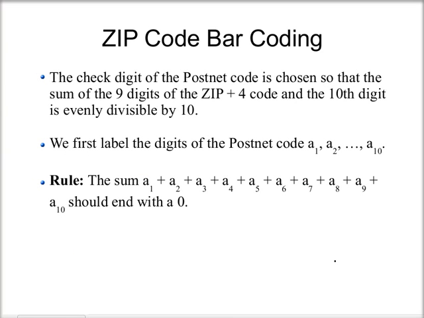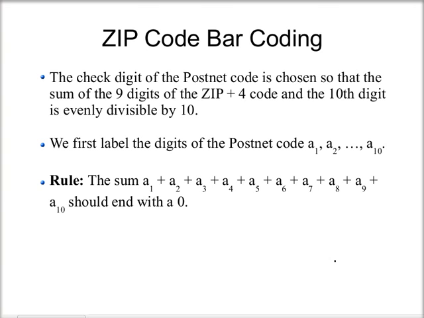So now let's go back and talk a little bit about the check digit for this PostNet code. The check digit is chosen so that the sum of the 9 digits of the zip +4 code plus the 10th check digit is evenly divisible by 10. So this is a familiar system for checking. We label the digits of the PostNet code as A1 through A10. Then the rule here is that the sum A1 + A2 + A3 all the way up to A10 should end with a 0, so be evenly divisible by 10.